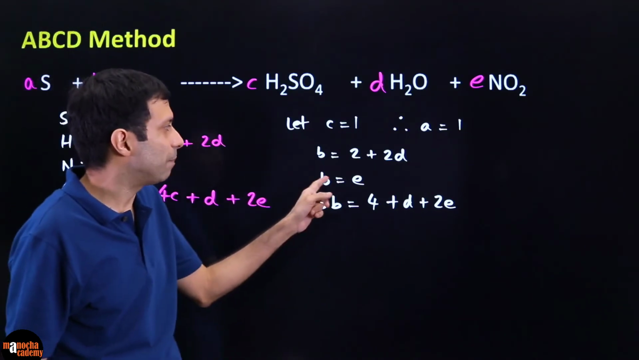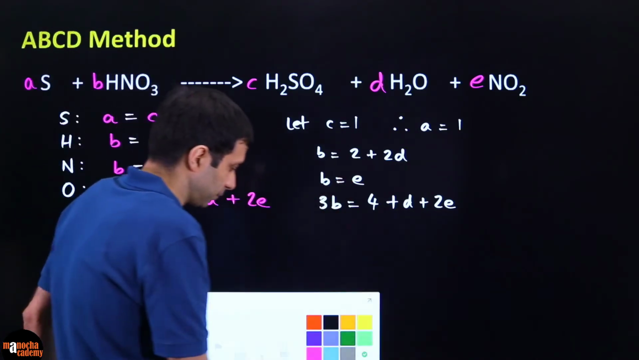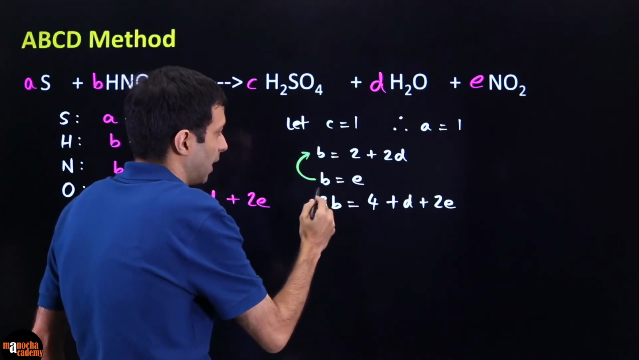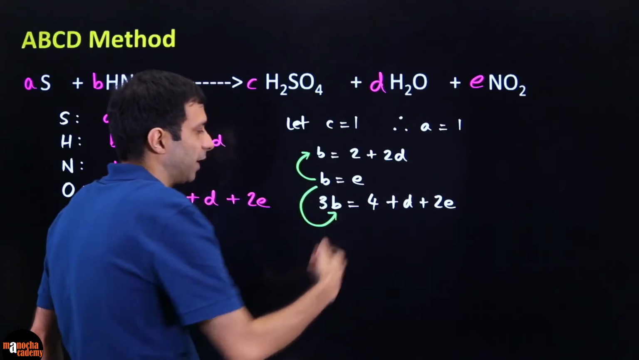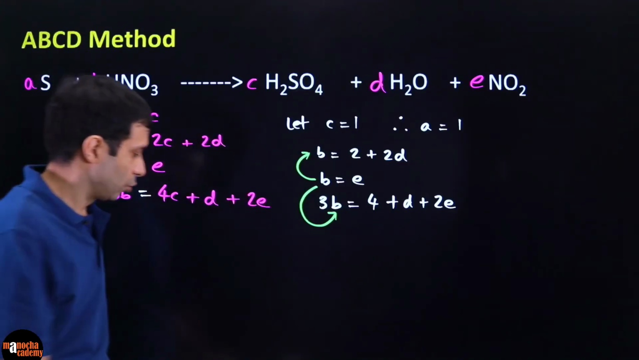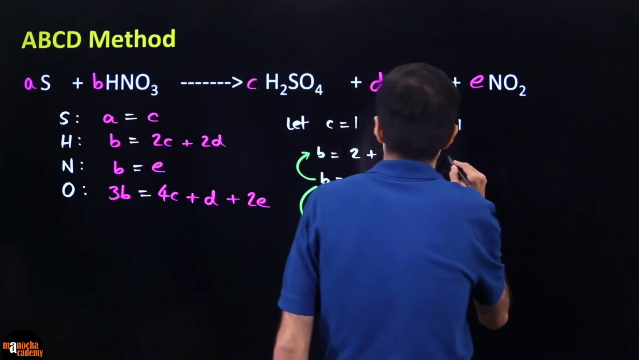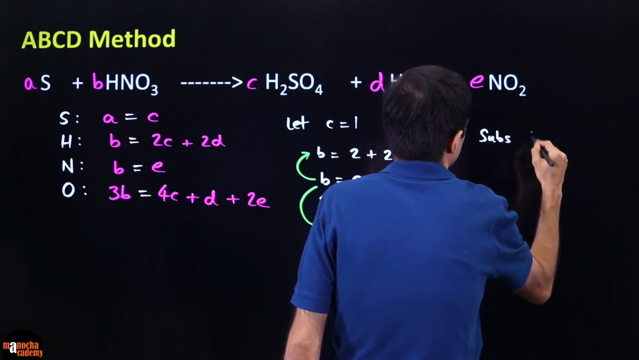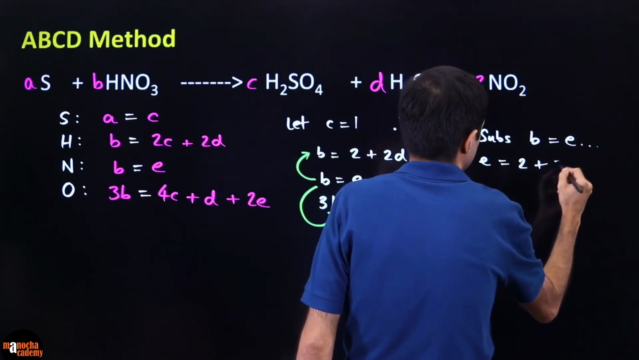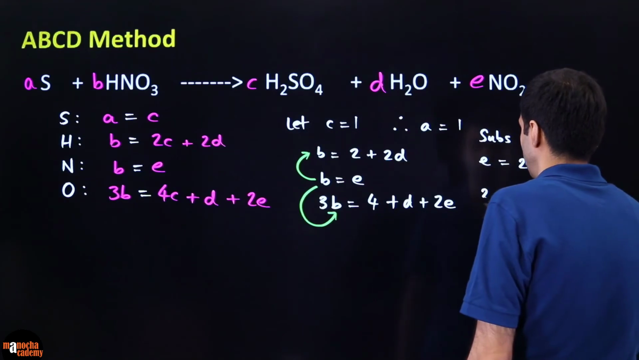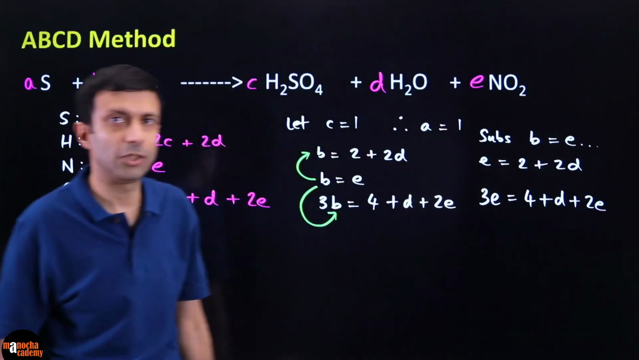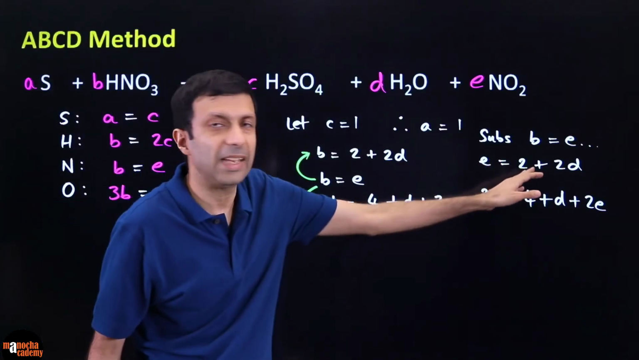So what we are going to do is use B equal to E and substitute it here. We can substitute B as E here and B as E here, so that we can change the equations only into D and E and get rid of B. You guys agree? So substituting B equal to E, we get E is 2 plus 2D, and this equation will become 3E is 4 plus D plus 2E. Can you guys see we are getting these two equations? They are only in D and E.